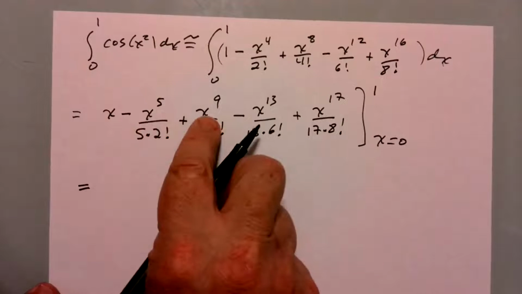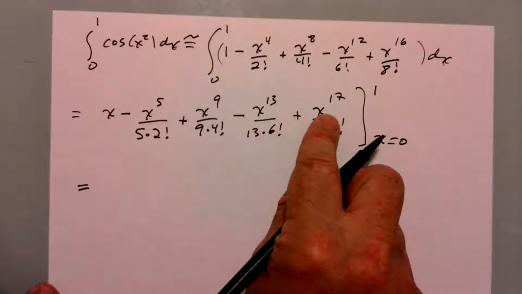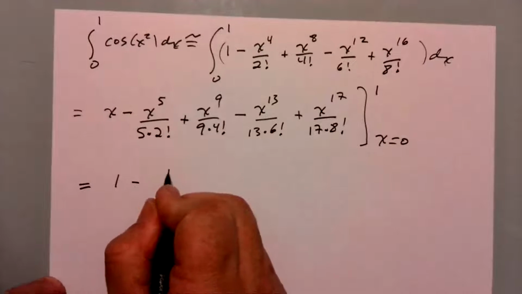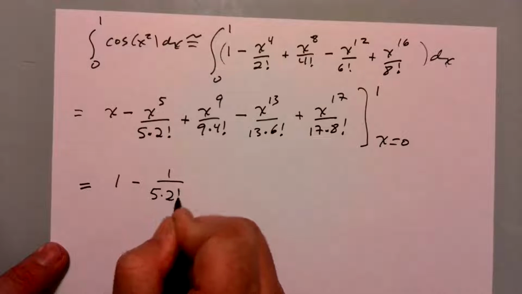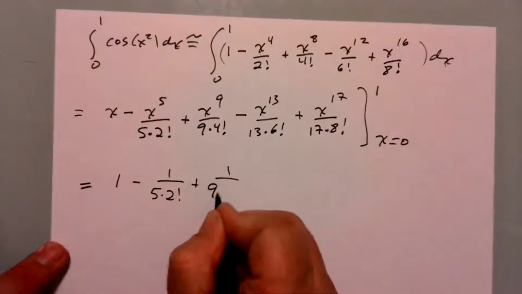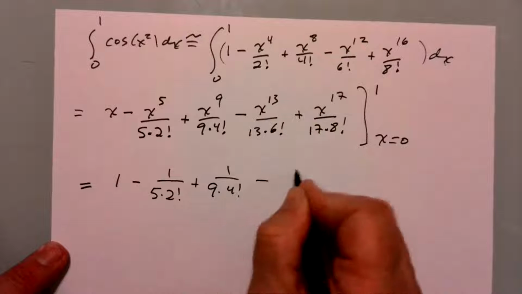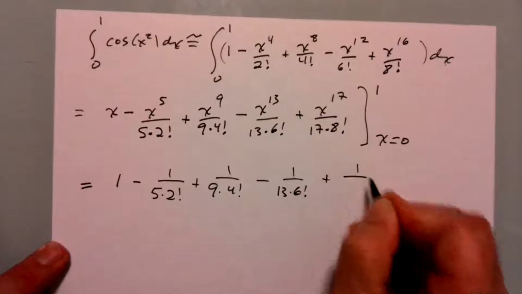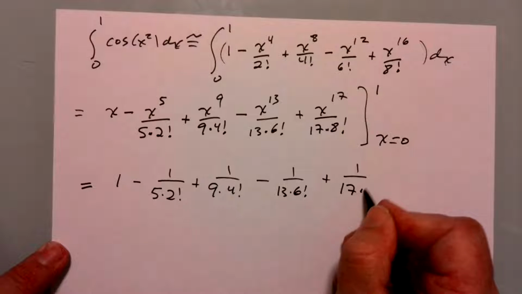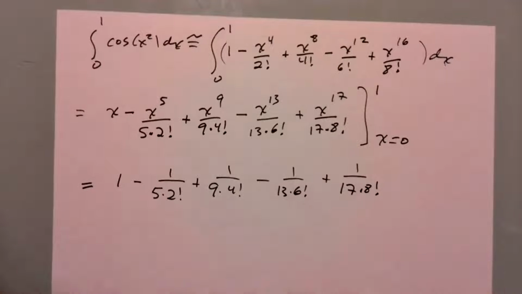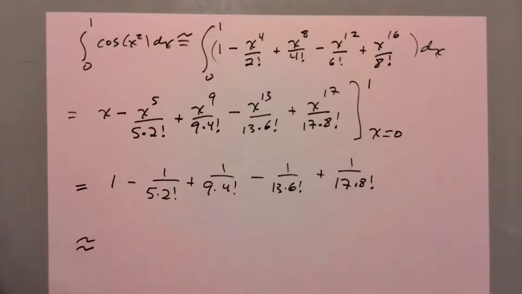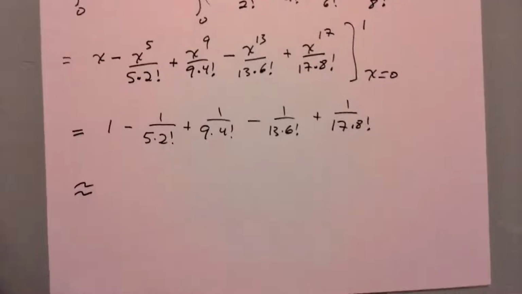And 1 to the 5th is 1, 1 to the 9th is 1, 1 to the 13th is 1, 1 to the 17th is 1. Of course, that is 1. So my answer is 1 minus 1 over 5 times 2 factorial plus 1 over 9 times 4 factorial minus 1 over 13 times 6 factorial plus 1 over 17 times 8 factorial. So that's a way for me to approximate that. I'm going to pull out my graphing calculator and see what kind of approximation I get for that.